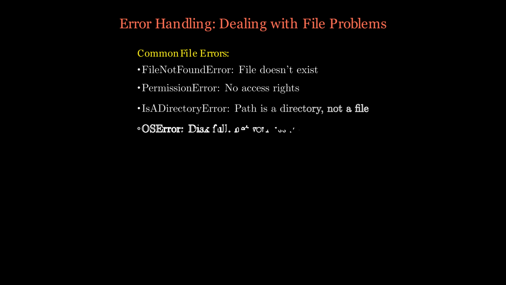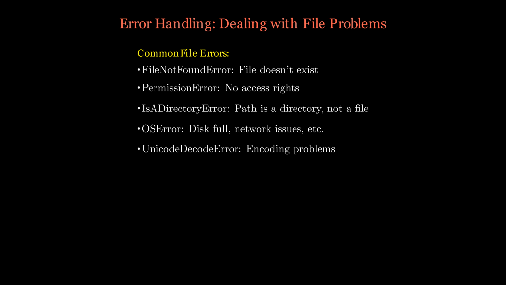Here are the most common file errors you'll encounter. File not found error occurs when trying to read a file that doesn't exist. Permission error happens when you lack rights to read or write a file. Is a directory error occurs when you try to open a directory as a file. OS error covers disk space, network, and hardware issues. Unicode decode error happens with encoding mismatches.